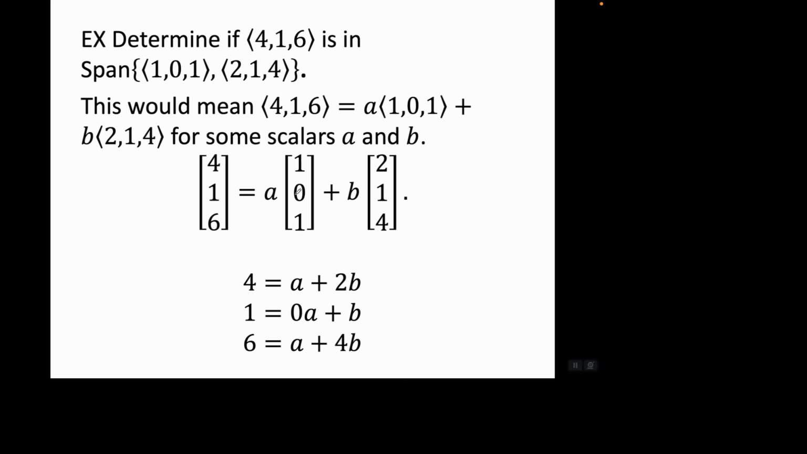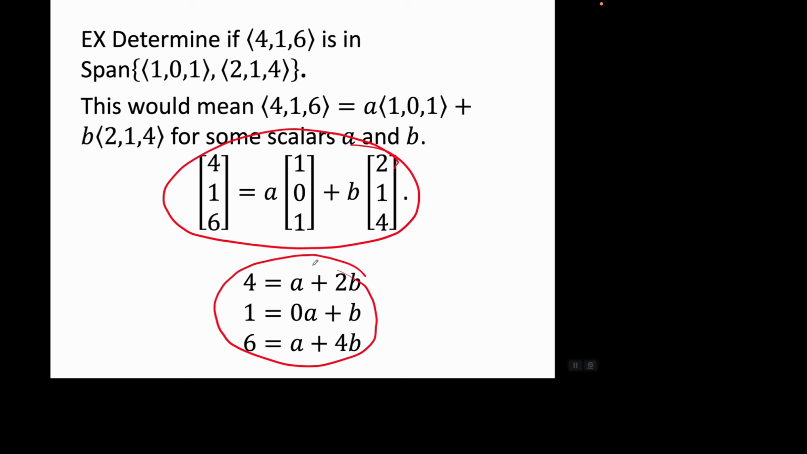Determine if (4,1,6) is in the span of (1,0,1) and (2,1,4). This would mean that (4,1,6) equals a times (1,0,1) plus b times (2,1,4) for some scalars a and b. If we write it as a vector equation, we end up with that. Compare coefficients, we end up with this. So 4 equals a plus 2b, 1 equals 0a plus b, and 6 equals a plus 4b.